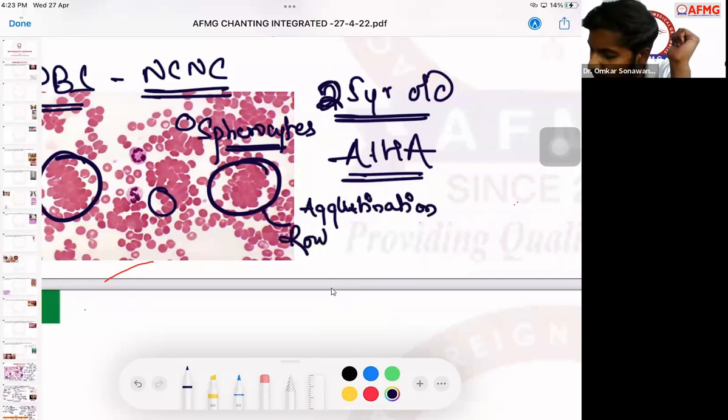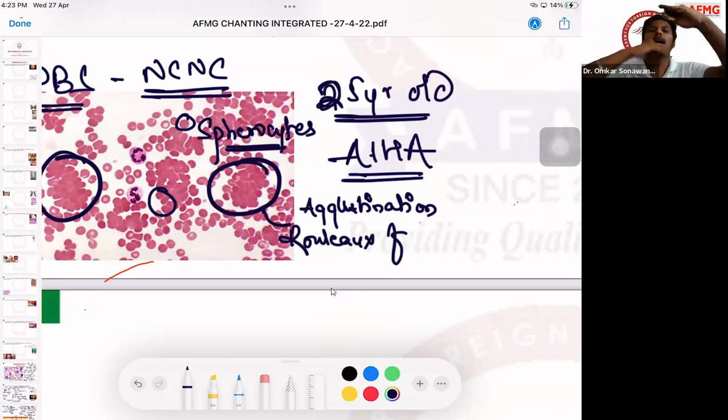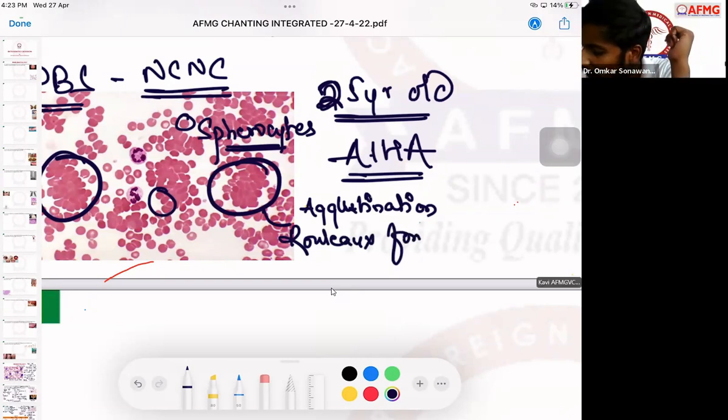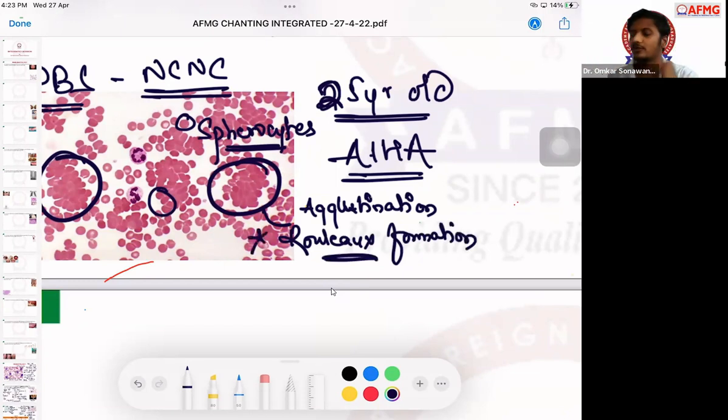Sometimes it is also referred to as Rouleaux formation, when RBCs stack one over the other. Rouleaux formation is usually seen in cases of autoimmune hemolytic anemia. So when RBCs get stuck, this is called agglutination or Rouleaux formation. So three peripheral blood smear features of autoimmune hemolytic anemia: first, normocytic normochromic anemia; second, presence of spherocytes; and third, agglutination or Rouleaux formation.